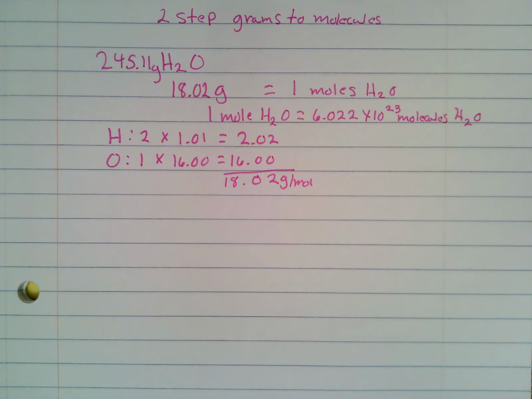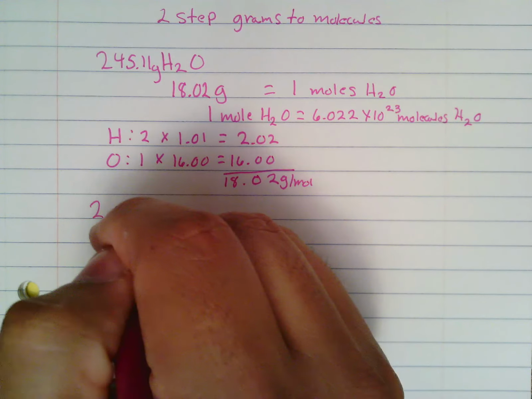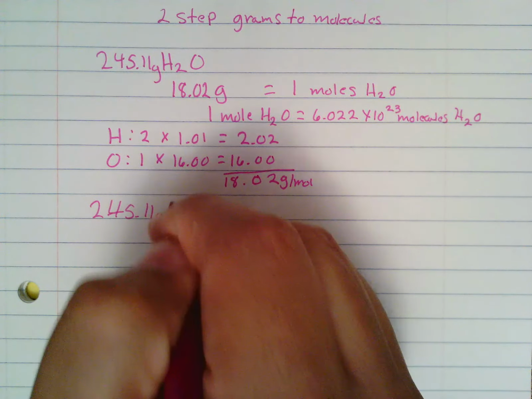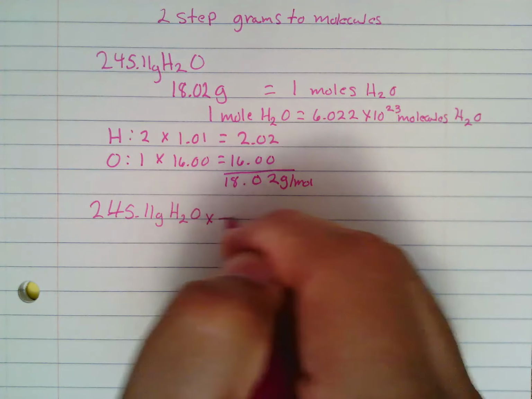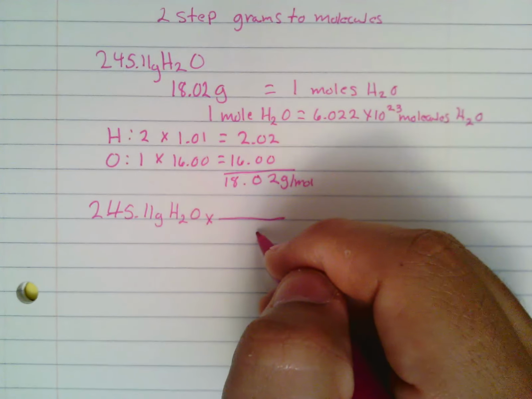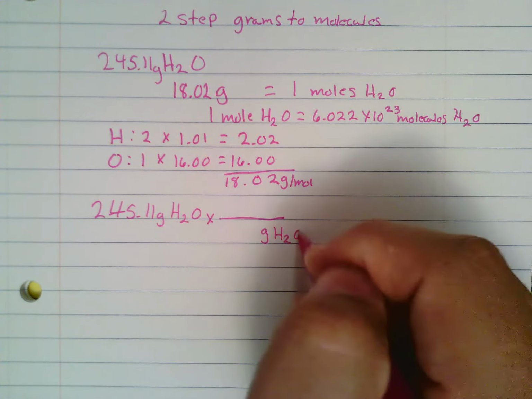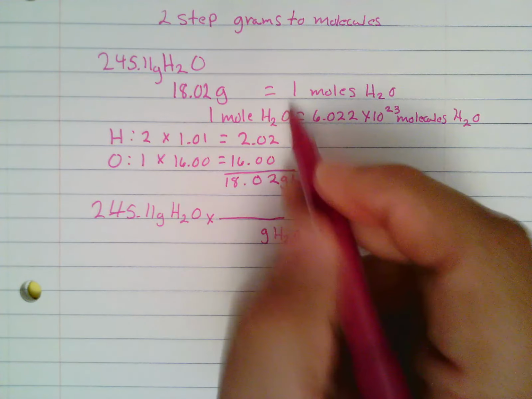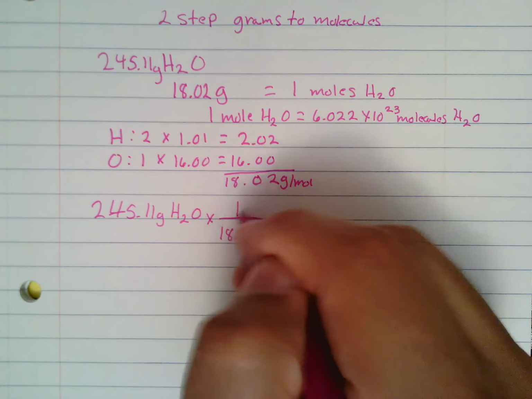At this point now, we can write down what we were given: 245.11 grams of water. That's going to be converted first into moles of water. We want grams on the bottom because we're trying to get rid of that. So that should be grams H2O down there, and that's going to be our conversion factor from here. So that should be 18.02, and this is 1 mole of water.